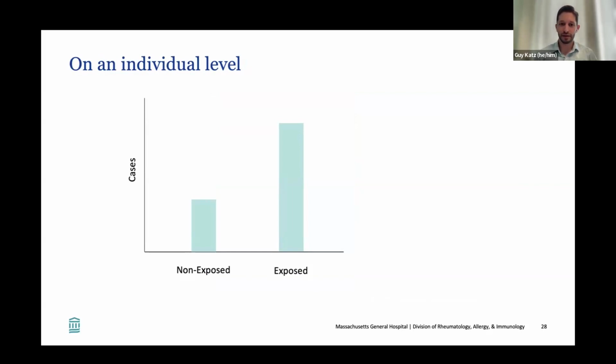And I'd like to end with a thought experiment here, where if you think of the number of cases in a population who's exposed to a certain substance versus not exposed to a certain substance, if it's known to be a risk factor for the disease, you'd expect more cases in the exposed than the non-exposed. But then if you think about it, you can divide the population of the exposed into two groups.